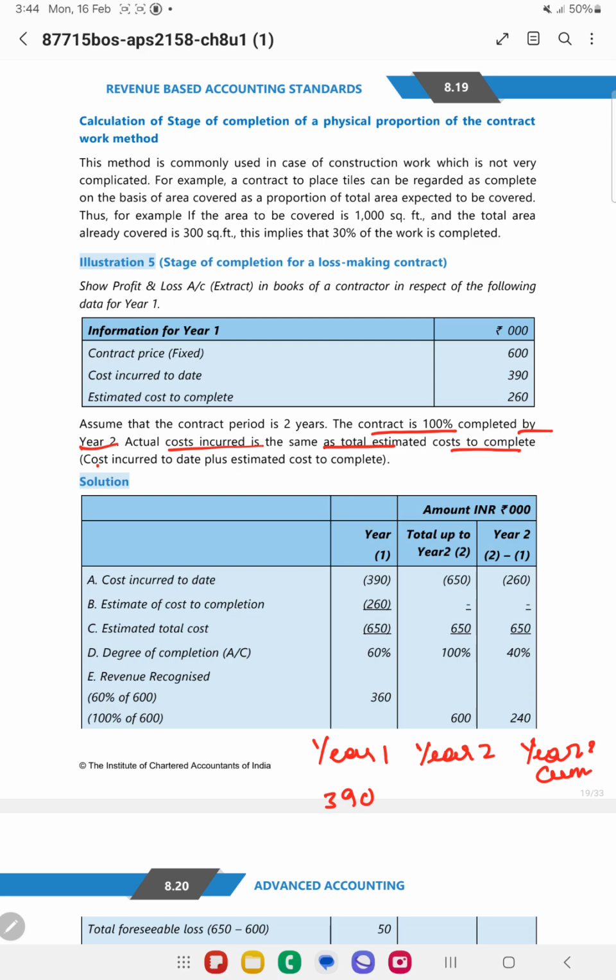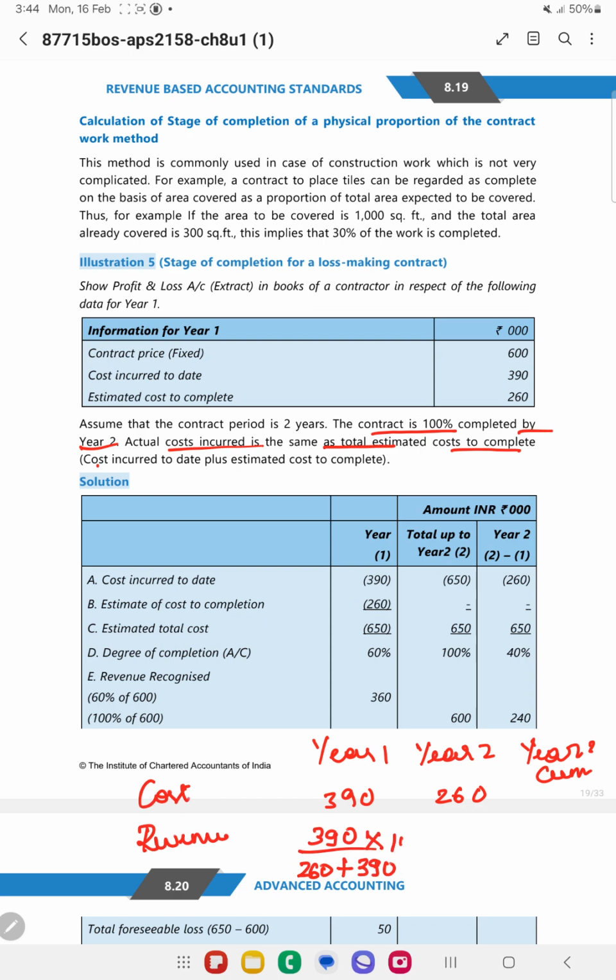to complete. So basically estimated cost is how much? 260 to complete, right? So basically 260 I will take into consideration here. Okay, so this is cost. Okay, so now what is revenue? So revenue, what I need to do is, basically 390 divided by 260 plus 390.